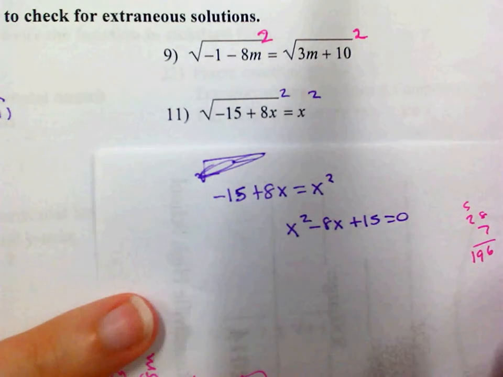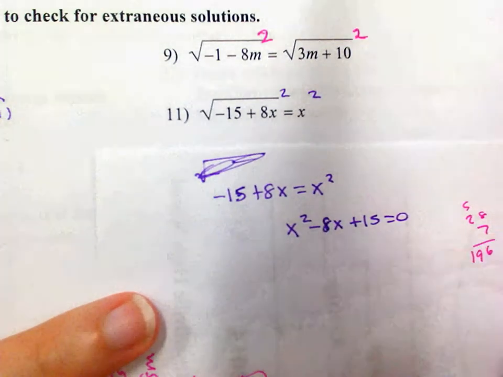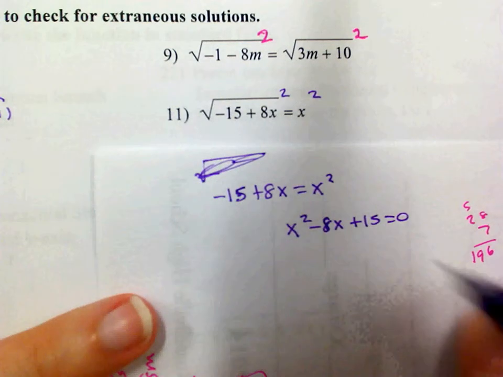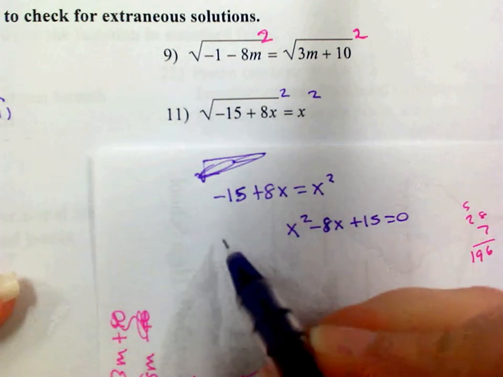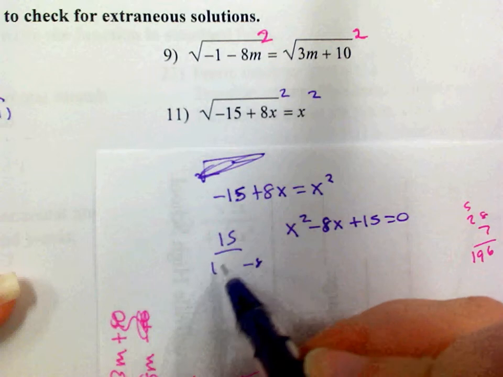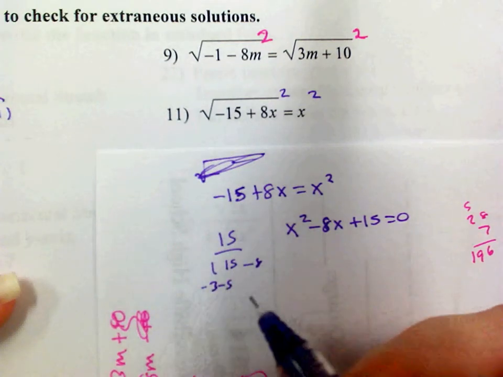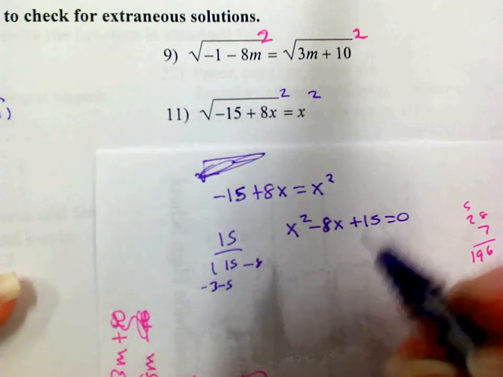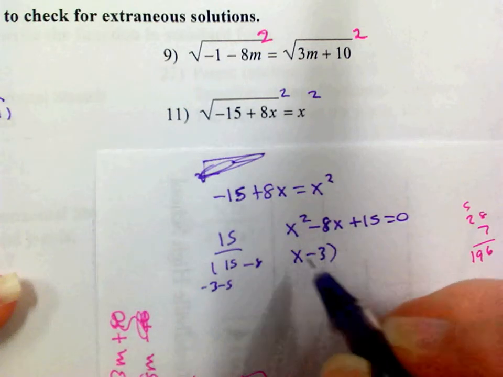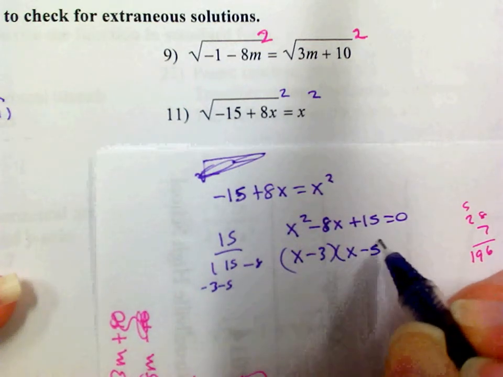First, check if it factors. If it doesn't factor, then I'll do the quadratic formula or completing the square. Factors of 15 that add up to negative 8: 1 and 15, 3 and 5, both negative, give me negative 8. So x minus 3 and x minus 5. So my answers are 3 and 5.